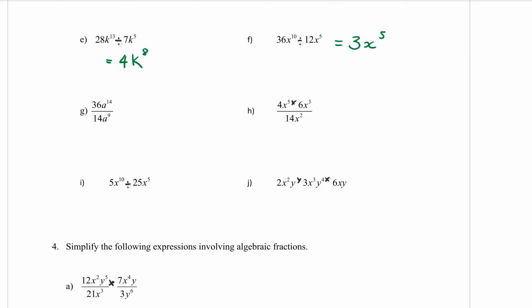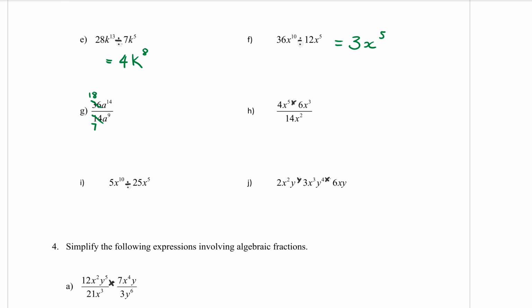Sometimes the numbers don't divide nicely, okay? So for G, 36 divided by 14, that doesn't go evenly. Now, some of you are better at times tables than others. So some of you can probably simplify that by using cancelling. So I can look at those numbers, I can divide both of those numbers by 2. If I divide the top number by 2, I get 18. If I divide the bottom number by 2, I get 7.